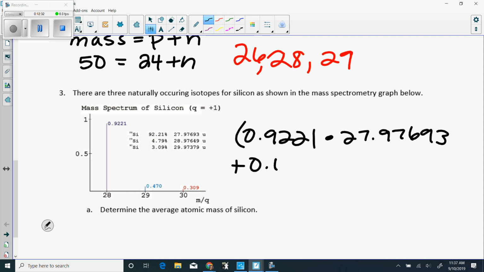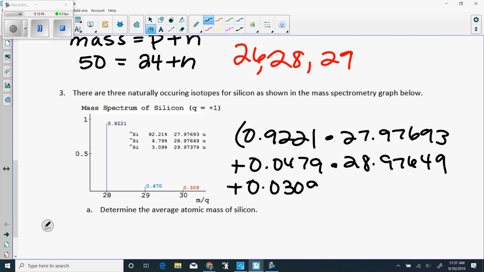And 4% weighed 28.97649. And 3% weighed 29.9737. And that's called a weighted average, where you take into account the abundance.